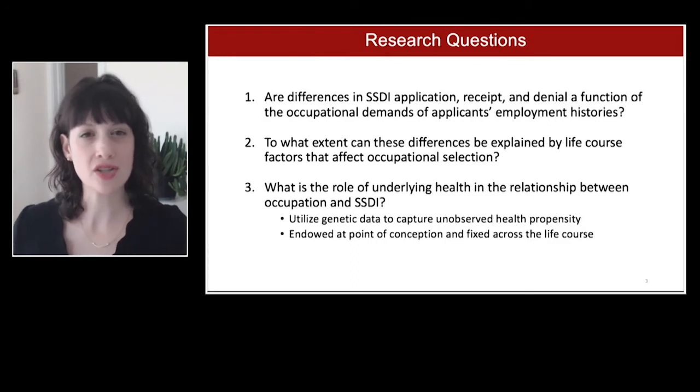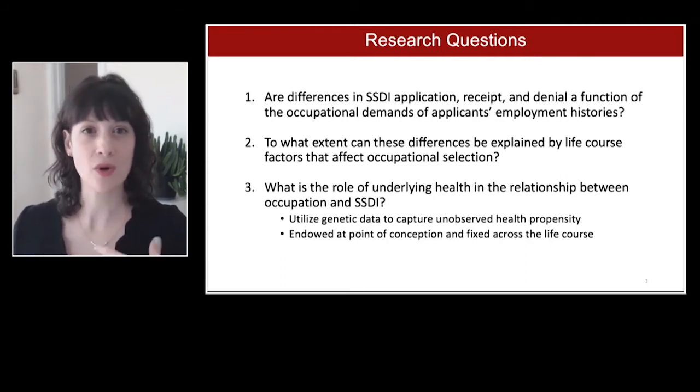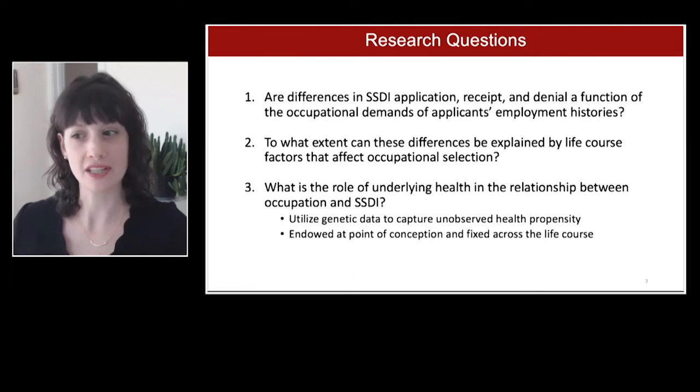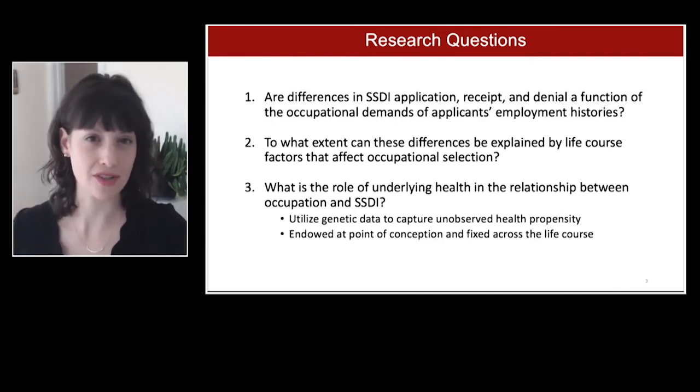And here we're going to utilize genetic data to capture unobserved health propensity. Our DNA is endowed at the point of conception, and it's fixed across our life course. So our DNA is randomly assigned, conditional on our parents' genetics, and it never changes. So it's actually a good characteristic of an individual in that it allows us to look at the independent and interactive effects of underlying disease risk on DI outcomes, because it never does change.